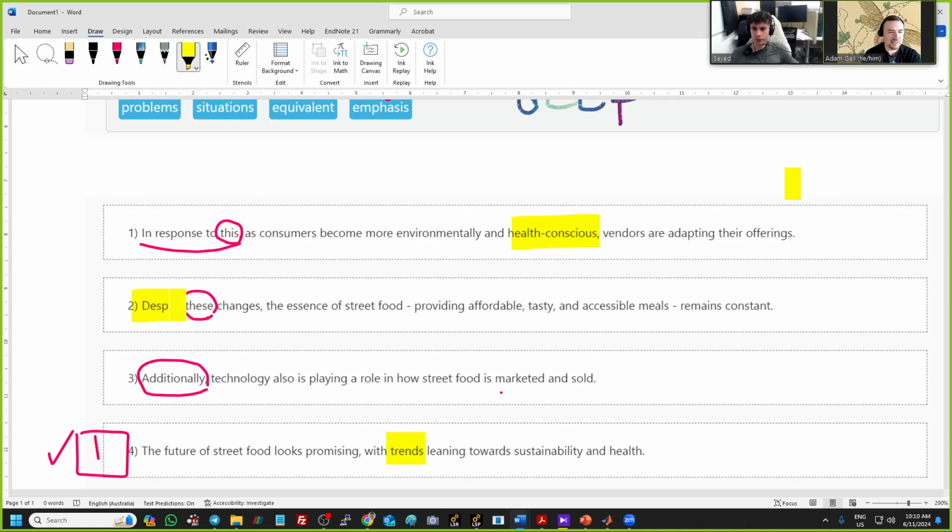That is, despite these changes. So it's referring back to all of the different changes that the previous sentences have talked about. That's the thing that's consistent across them. Yeah.